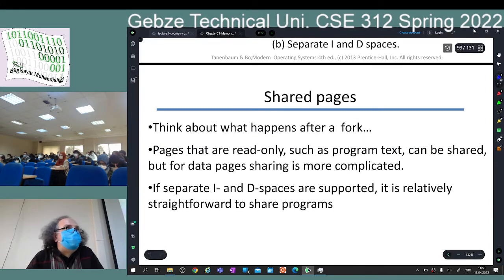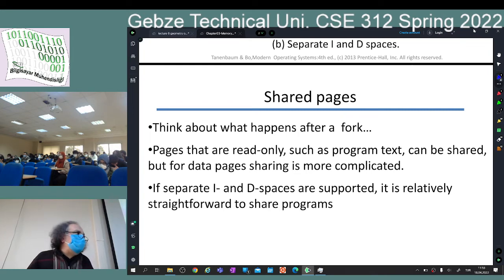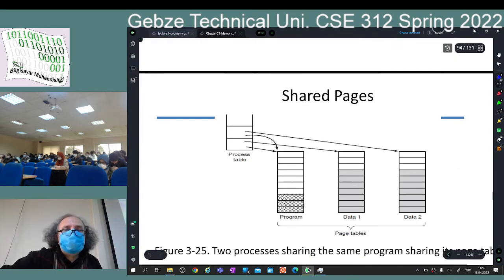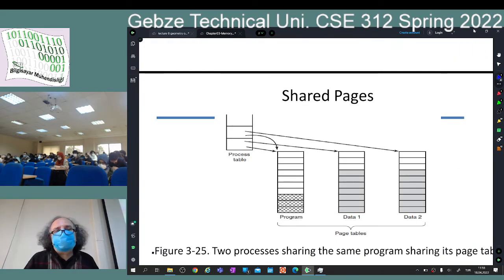Let's think about a fork operation, fork system call. When I make a fork system call, remember what the fork does? It copies the parent process, right? It makes the exact same copy. So how do you make the same copy of the process? You copy the process byte by byte. But if you separate the I and D spaces, then this would become possible.